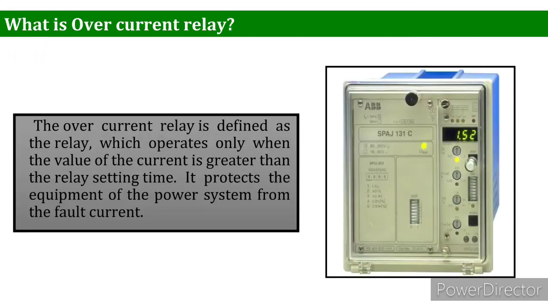So we are studying overcurrent relay. If we define simply what an overcurrent relay is, it is basically defined as the relay which operates only when the value of the current is greater than the relay setting. It protects the equipment of the power system from fault currents. Remember students, the overcurrent relay is the most widely used relay in industries.